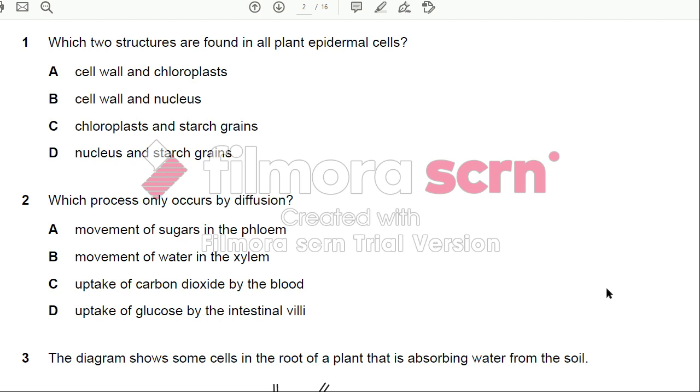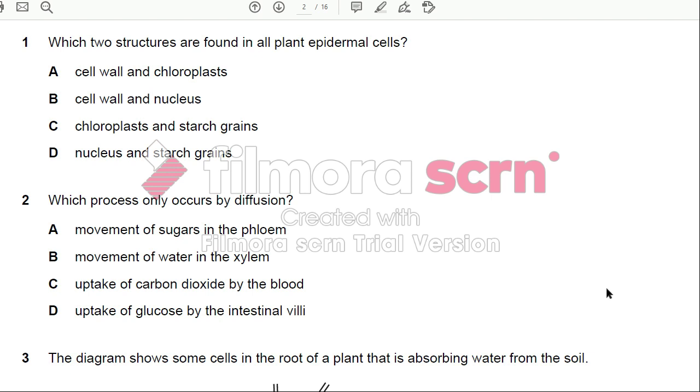When we talk about epidermal cells, keep in your mind, chloroplast and starch grains. Chloroplast is actually not present in these epidermal cells. So definitely options where chloroplast is present will be incorrect. So in option A, cell wall and chloroplast, it's incorrect. Option B, cell wall and nucleus. It may be.